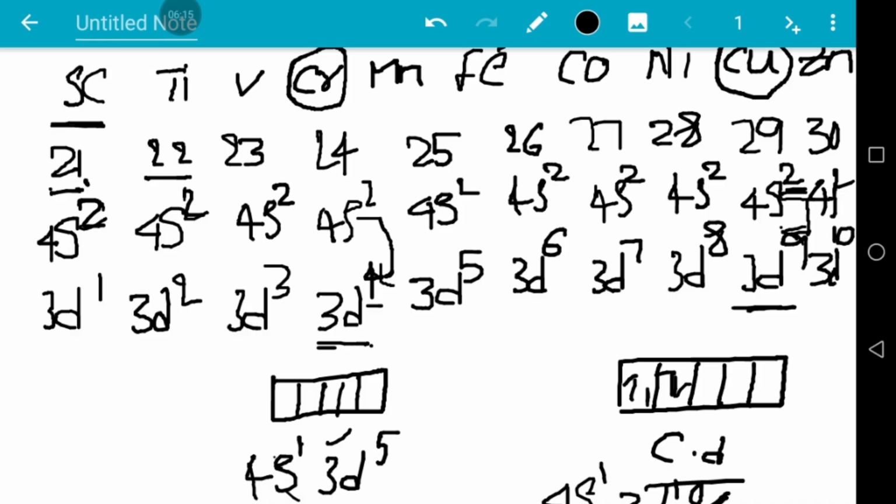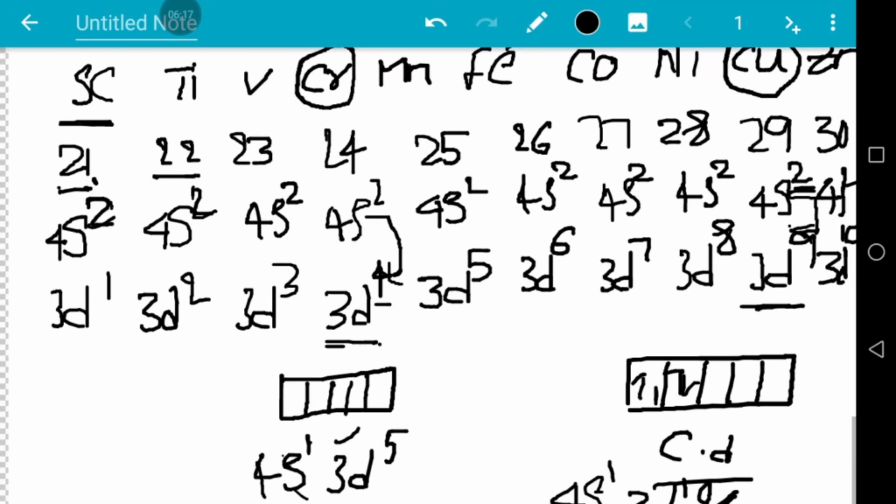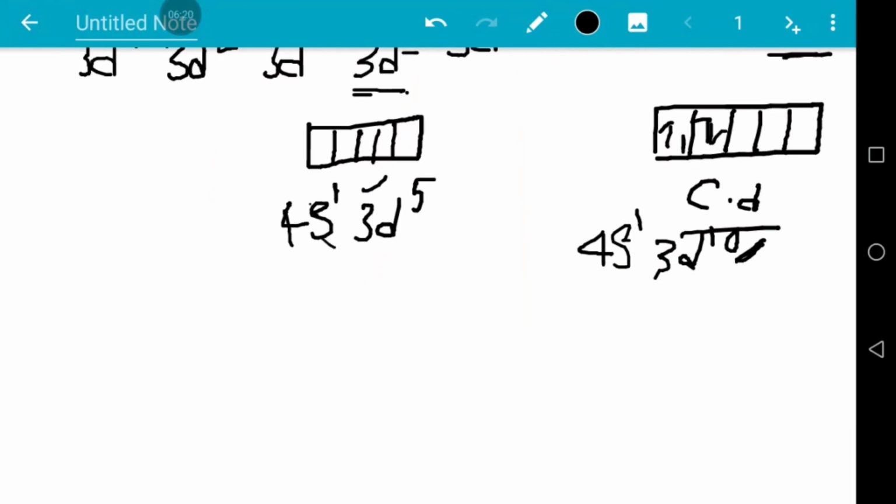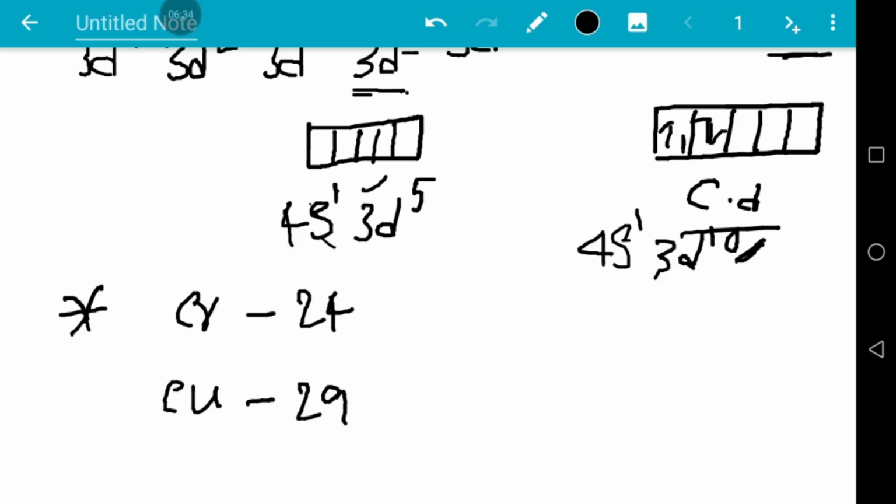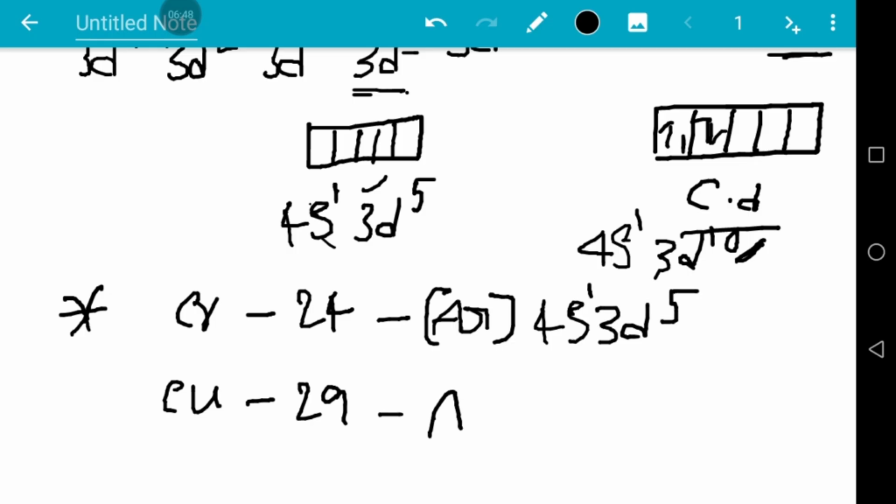So you have to remember, in the 3d series, what are the exceptional configurations? That is chromium and copper. Chromium atomic number is 24, copper atomic number is 29. So for 24 electrons, how to fill? Argon, after that, argon 4s1 3d5 is the configuration. Next, for copper, argon 4s1 3d10 is the configuration. So these are the exceptional configurations in the 3d series.